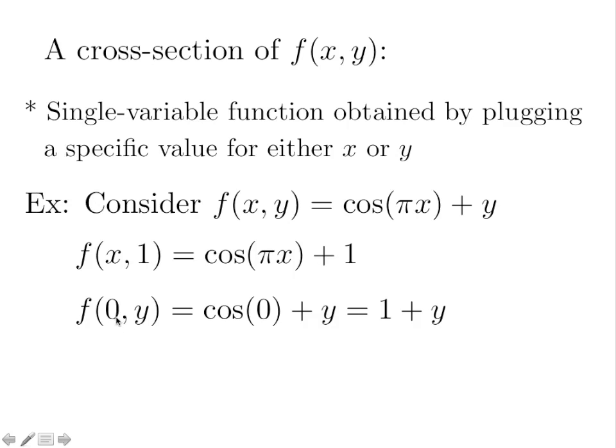Similarly, I can find the cross-section when x is equal to 0. When x equals 0, I have f of 0 comma y equal to cosine of 0 plus y, and cosine of 0 is equal to 1. Therefore, the cross-section when x equals 0 is 1 plus y.